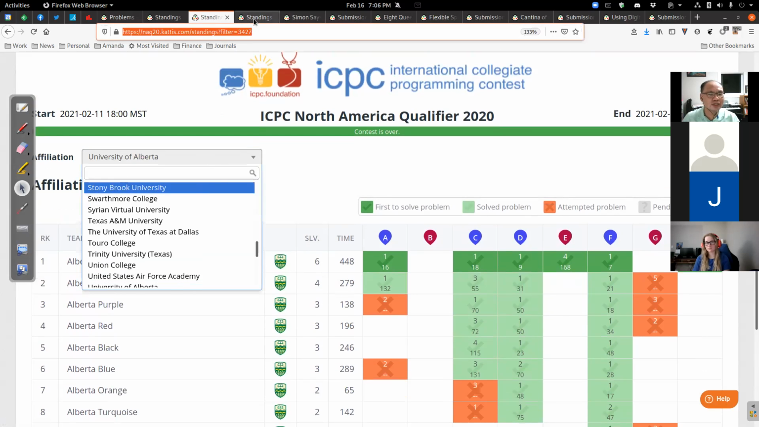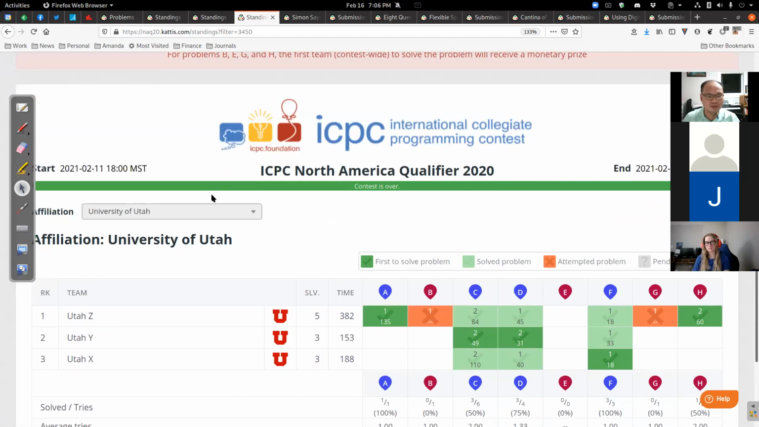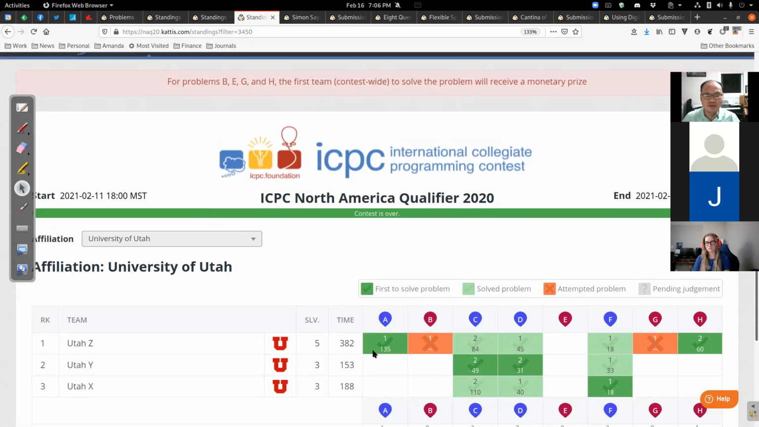Which other one is that? This is another top school from our region, University of Utah. They also did 5 problems, a little bit slower than our team, and they couldn't do B, E, or G. B and G are a huge step up compared to the other 3. So C, D, and F are clearly easy in the set.